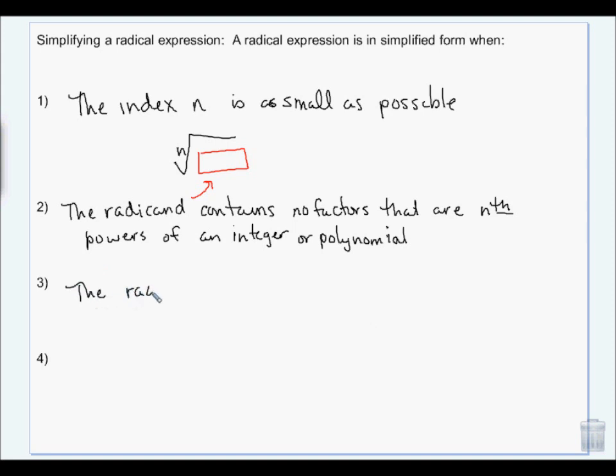The radicand cannot have any fractions. So you can't have any fractions under your radical. You can't have fractions in your radical, and you can't have radicals in your denominator. All right, and then that's the next one. No radicals appear in the denominator.